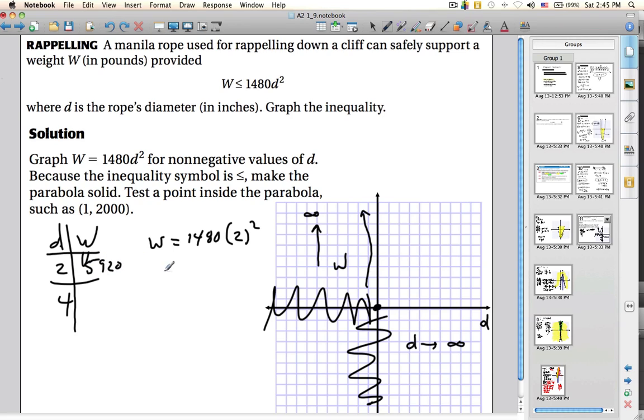Wow, that's big. That's a lot of weight. So a 2-inch diameter rope can hold an awful lot of weight. And then if I do this here, obviously it's going to be even bigger. Times 4 squared, 16 times 1480 is really big. It's 23,680. When I look at this, I go, well, that really advanced and got very large very fast. I'm going to do one more point, partly because it's easy and partly to get more detail. When I use 1 squared, it'll just be 1 times 1480. That's going to be 1480.